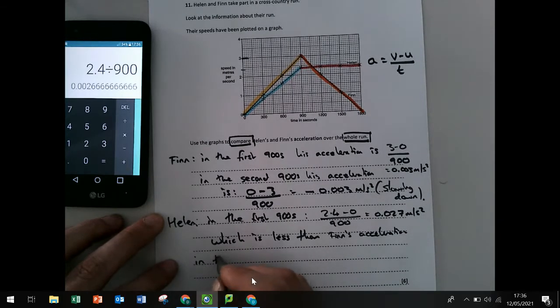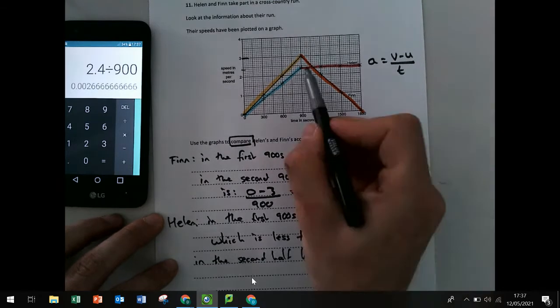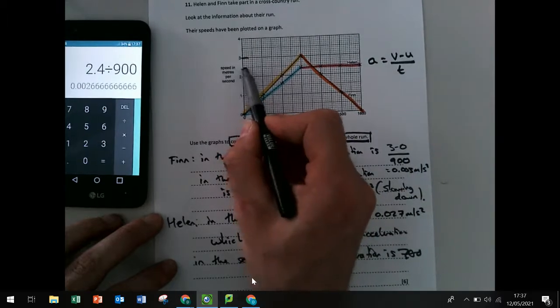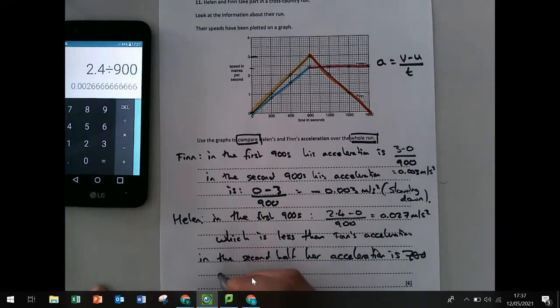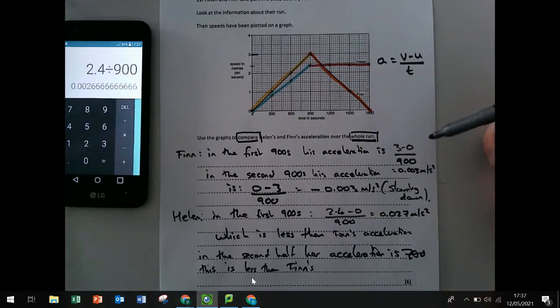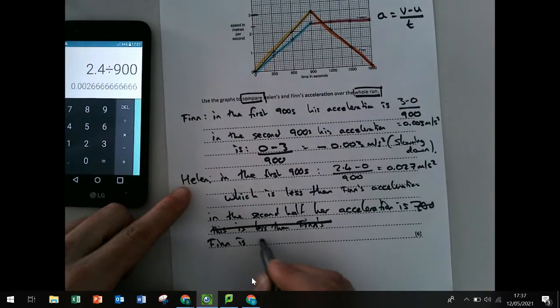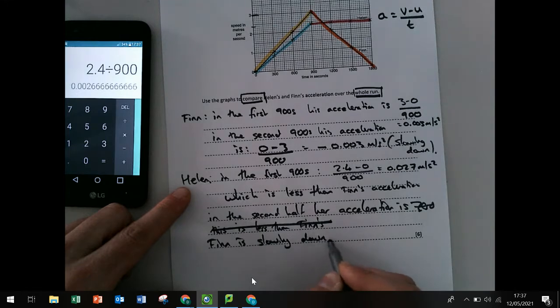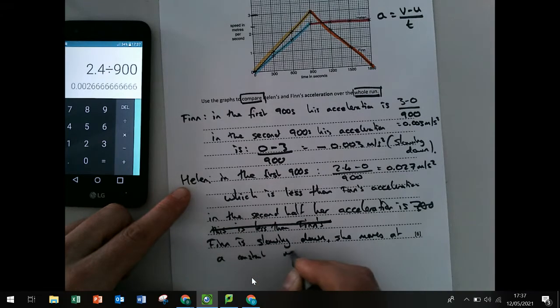And then we could say in the second half, her acceleration is 0. Why is it 0? Because we are at a constant velocity. You can see it's a constant 2.4 meters per second. So this obviously is less than Finn's again, or we could say it's different to Finn's. Finn is slowing down and she is moving at a constant velocity, so maybe actually that's better. Finn is slowing down, she moves at a constant velocity.